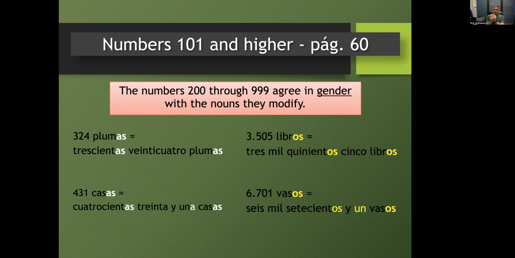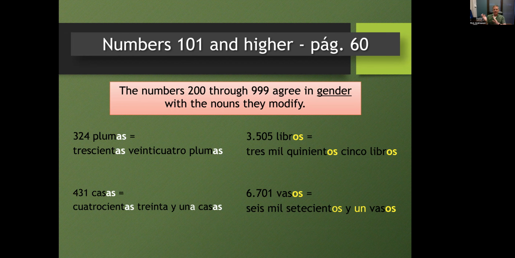So if the noun is feminine, and it's going to be plural because it's more than one, then the cientos changes to cientas. So clase, repitan. Trescientas veinticuatro plumas. Cuatrocientas treinta y una casas.